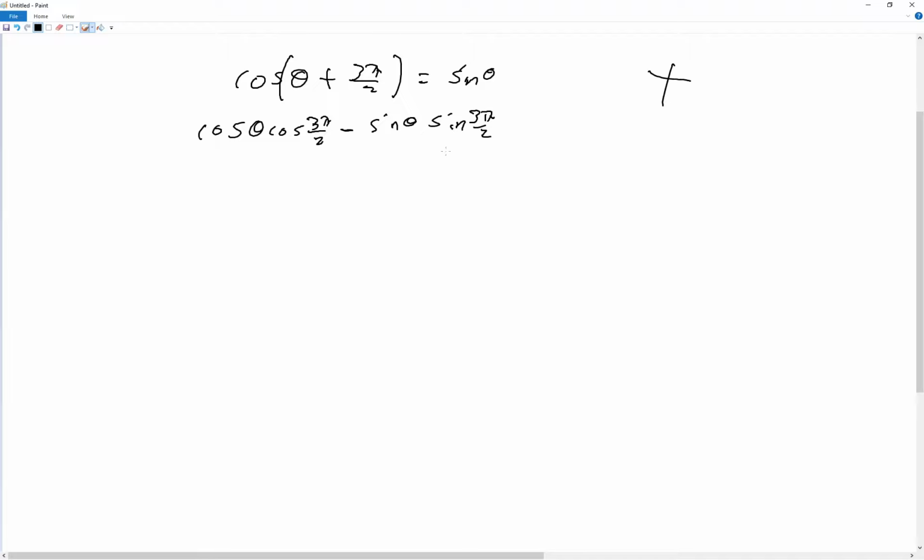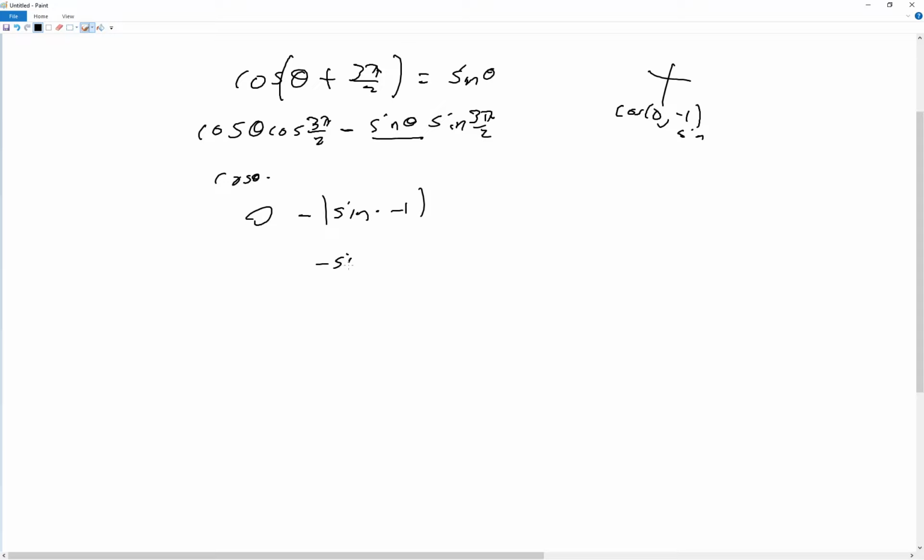On the unit circle, 3 pi over 2 is 0, negative 1. The x value is cosine, the y value is sine. So it would be cosine theta times 0. So this will be just 0 minus sine theta times negative 1. Negative 1, right?